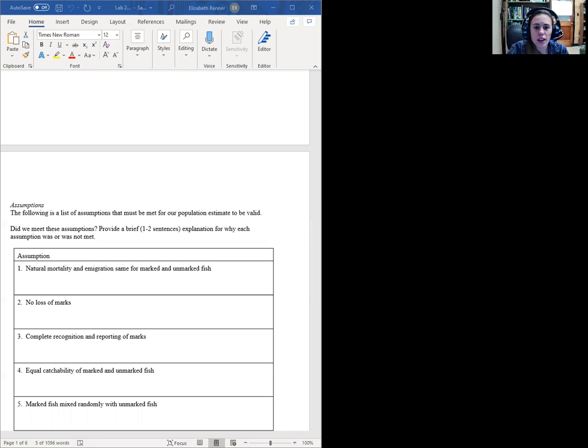Okay, so now we're going to go ahead and do the Peterson method. So we've gone ahead and calculated the N and then the standard error and 95% confidence intervals for the first pond for you. So now you're going to need to copy and paste and do this for the other ponds.